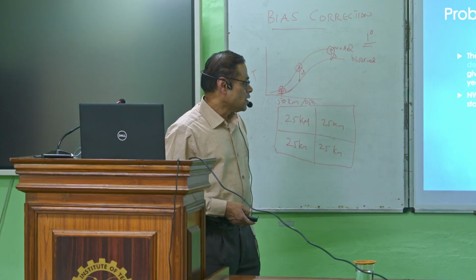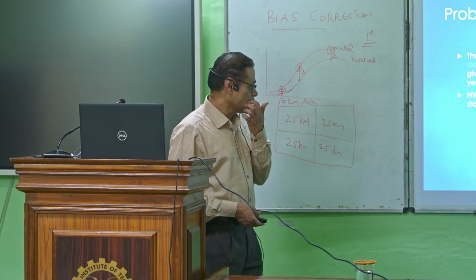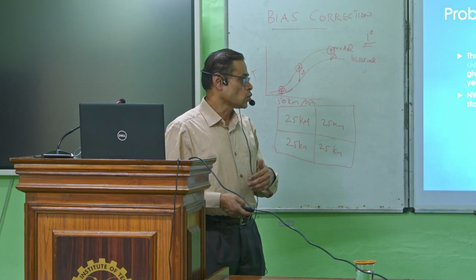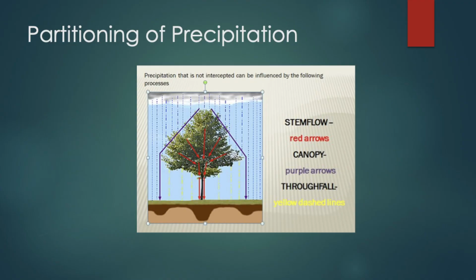waterways. Basically, the National Weather Service in the US combines physical and statistical analysis to quantify the storm system and the movement of rainfall, precipitation maximum or probable maximum precipitation.